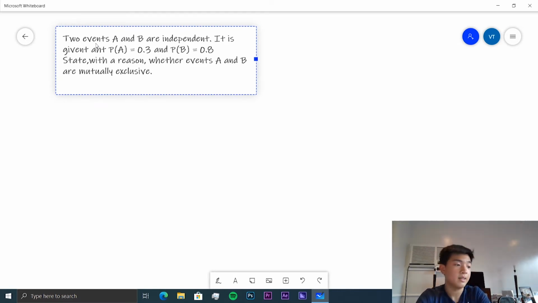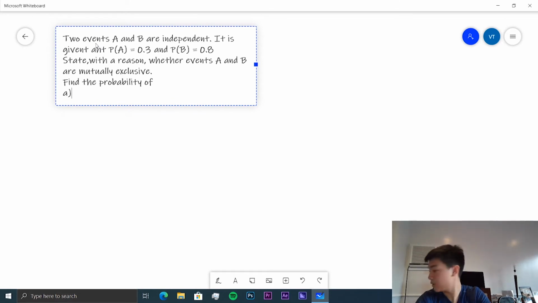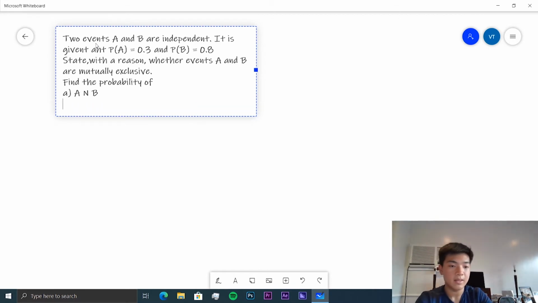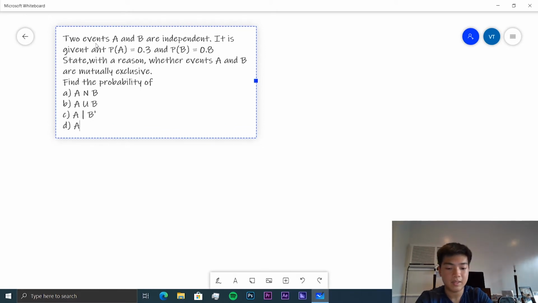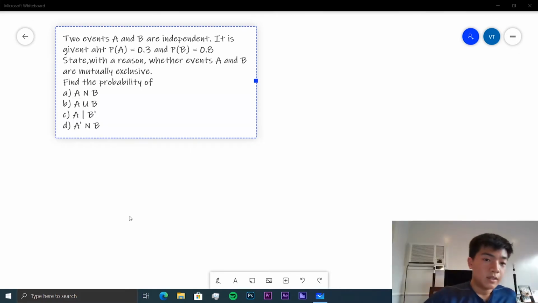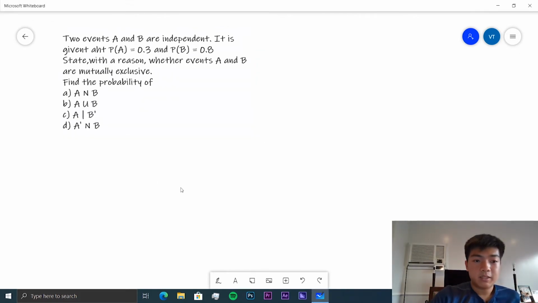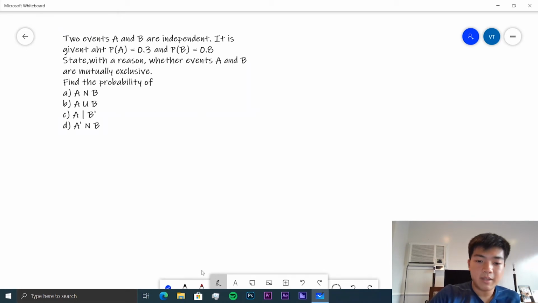Okay, so next, find the probability of A intersection B, A union B. Next, A given that B did not occur, and finally, A did not occur, intersection B. Sorry, I'm back. So now we'll be covering this question. So next, the intersection between A and B.